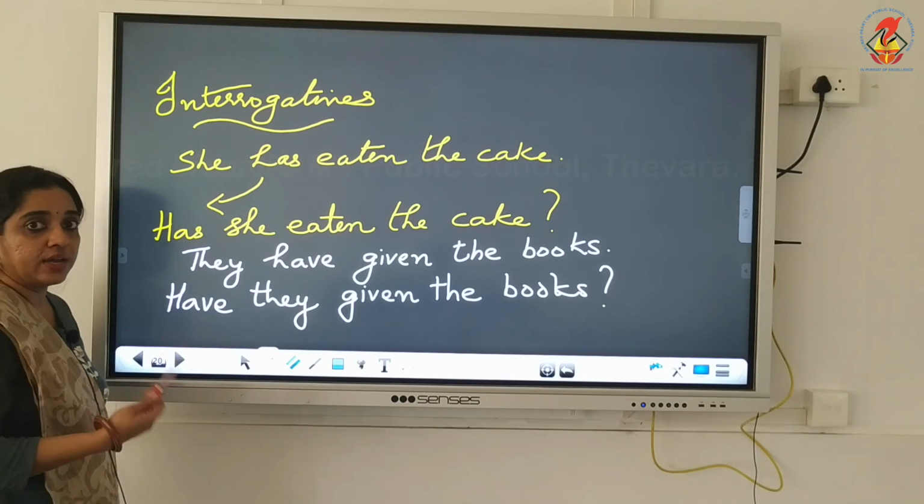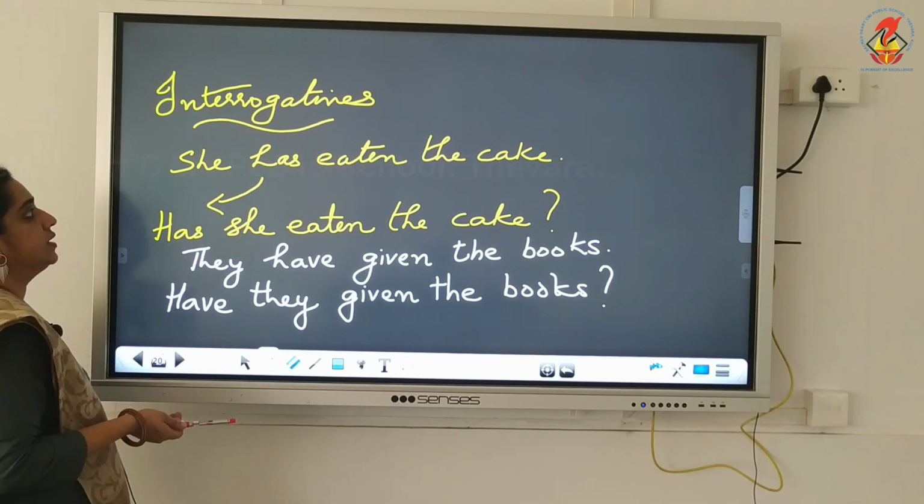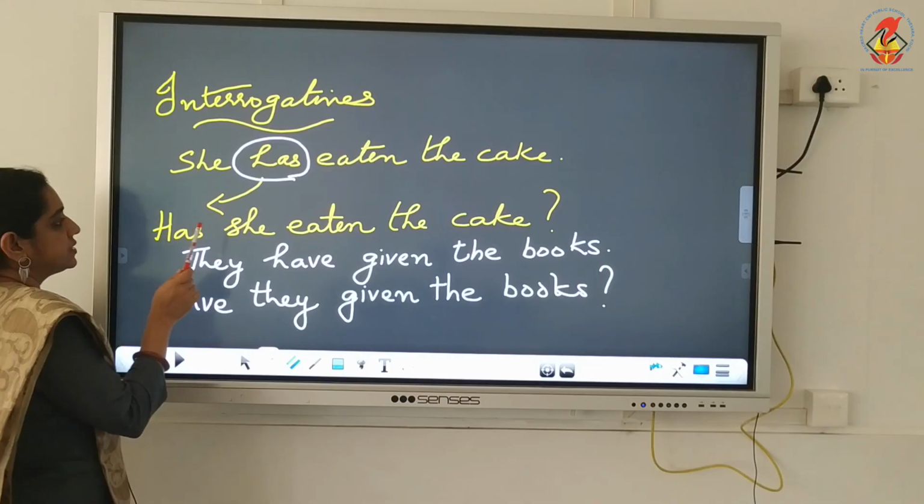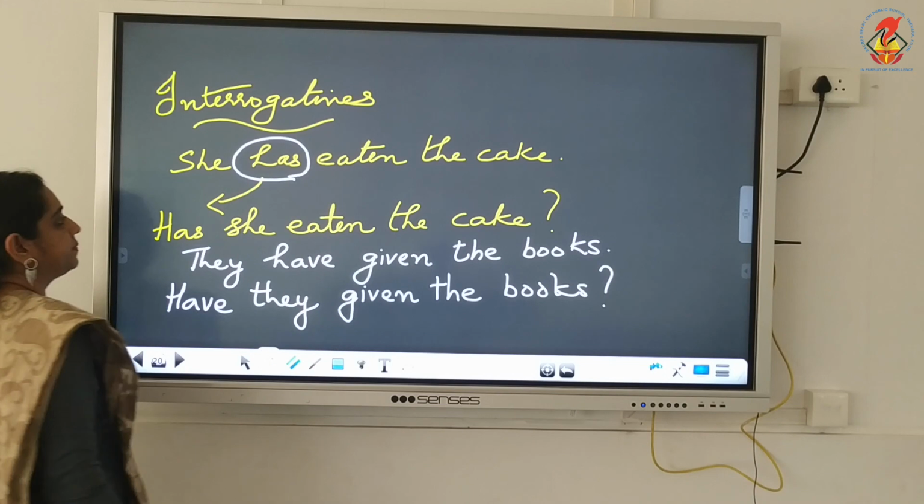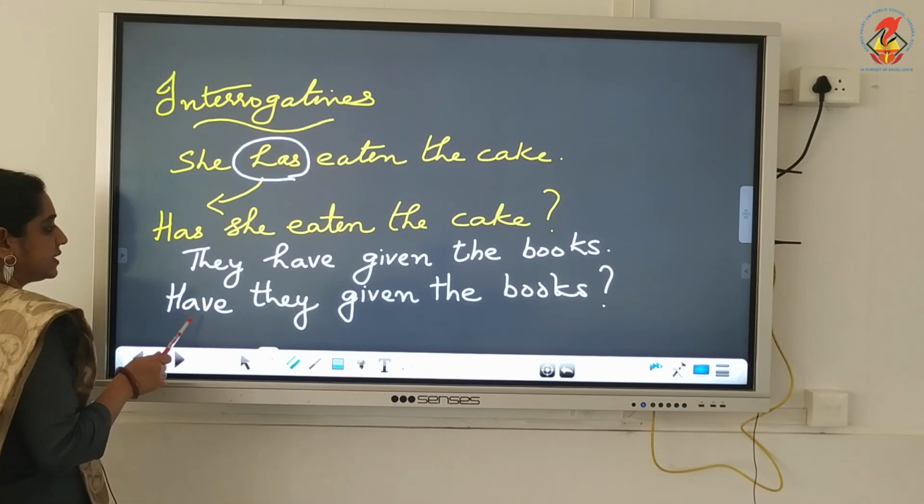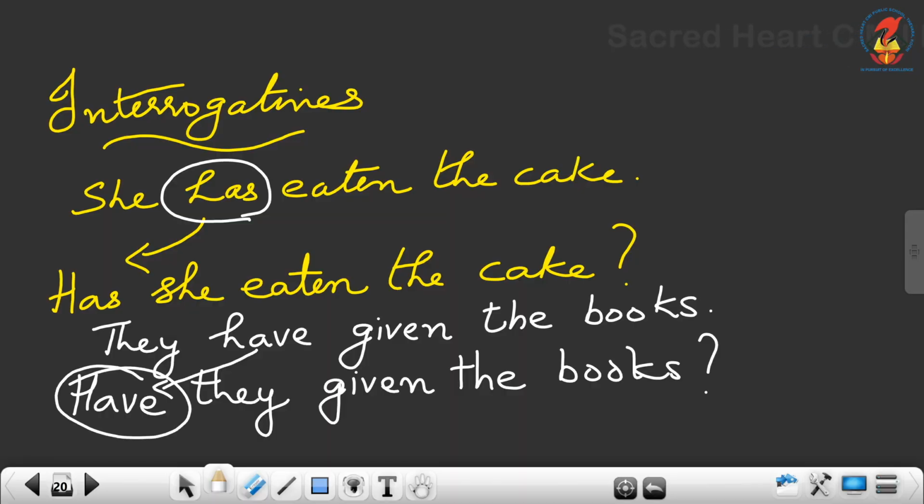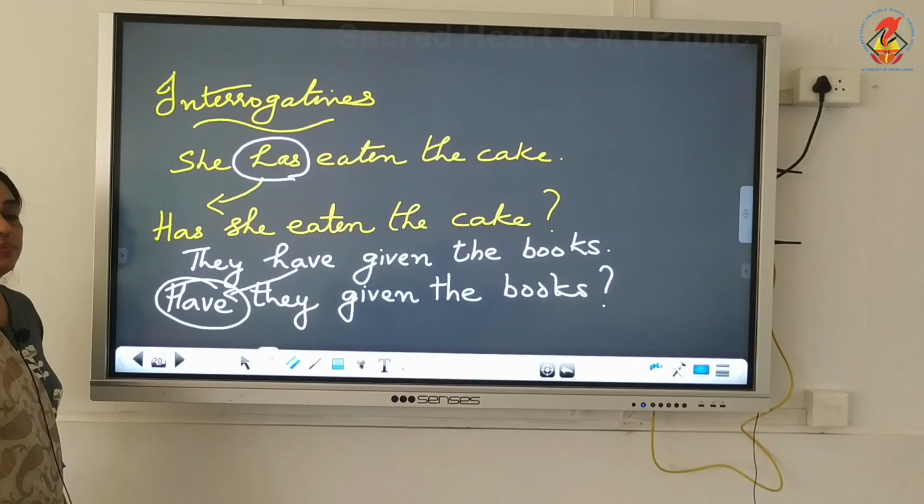Now the next one, interrogatives. How to make interrogatives, questions in this tense. See, she has eaten the cake. How will you make it an interrogative sentence? By taking this has to the first position, in the beginning. Has she eaten the cake? Did you see? Then the next example, they have given the books. You see here, have they given the books? So this is how you make interrogatives in present perfect tense.